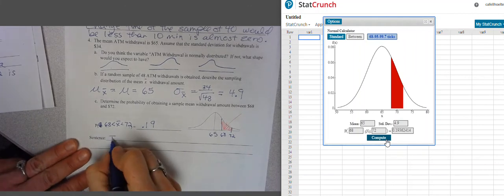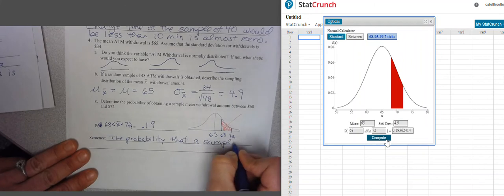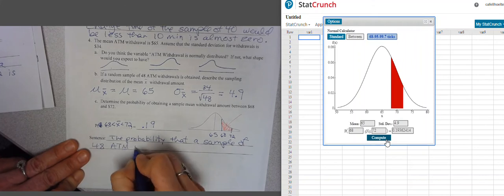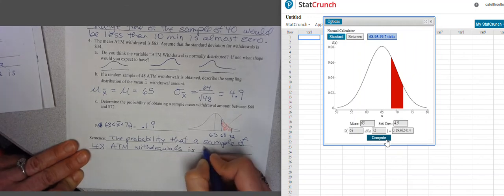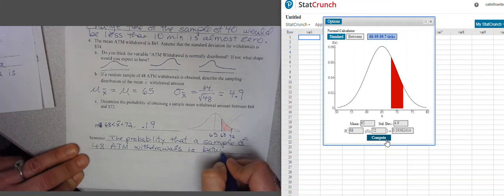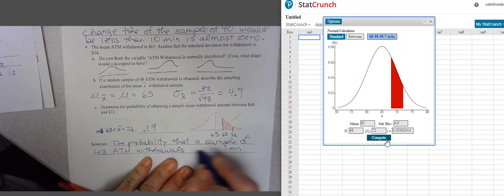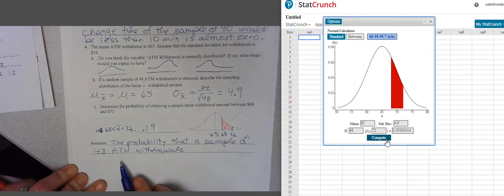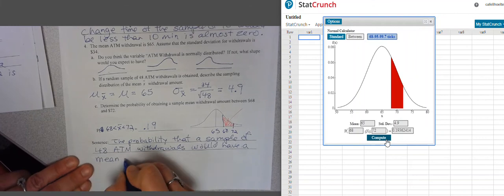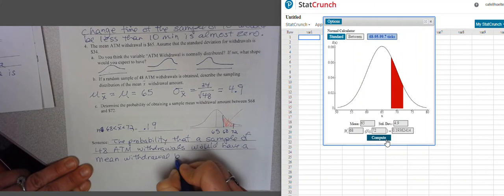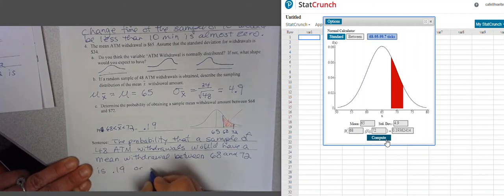So writing that out in words, we would say the probability that a sample of 48 ATM withdrawals would have a mean withdrawal between $68 and $72 is 0.19 or 19%.